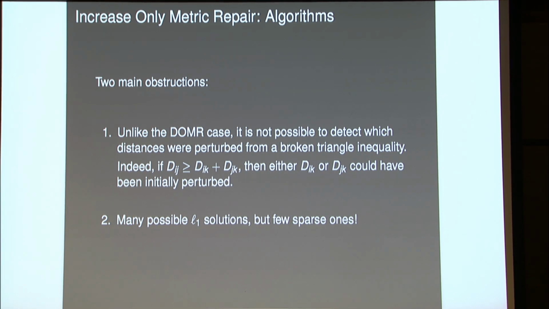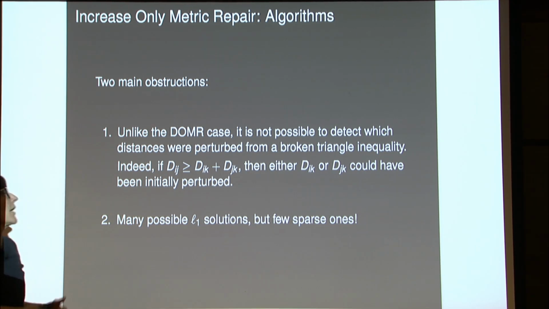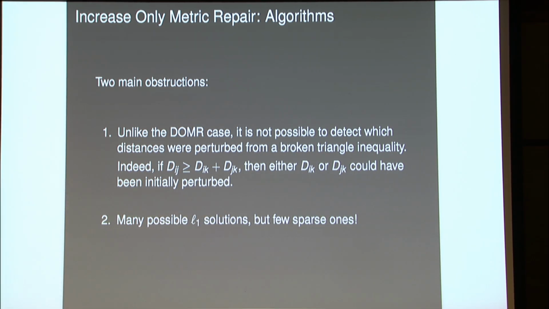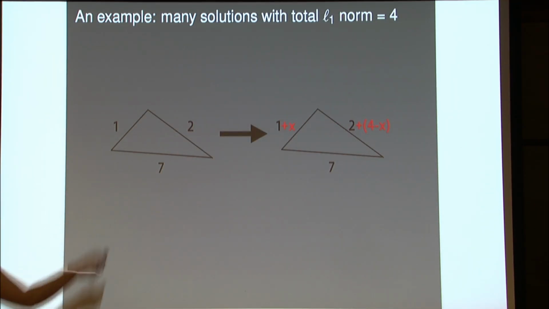That's the sort of combinatorial explosion that should give you some intuition as to why this version of the problem might be hard. Okay, I'm also going to bash L1 minimization and say, look, even if you were to throw L1 minimization at this problem, you get lots of possible solutions, but very few sparse ones. And in fact, there are lots of them that have total L1 norm 4, and it's really hard to distinguish amongst them. So this is not a good algorithmic approach.